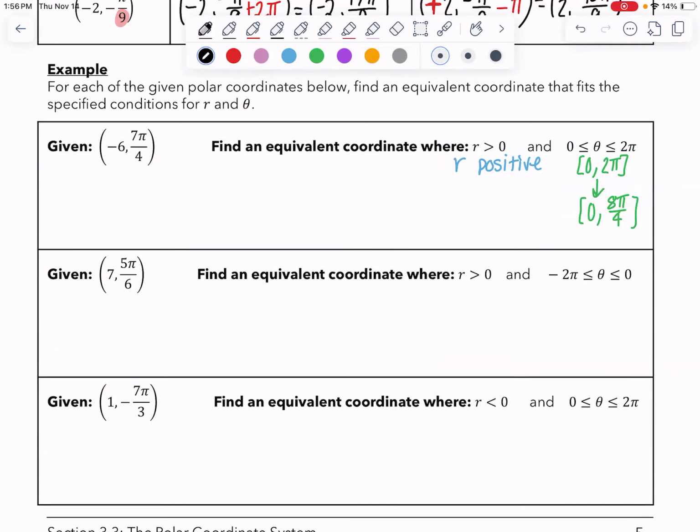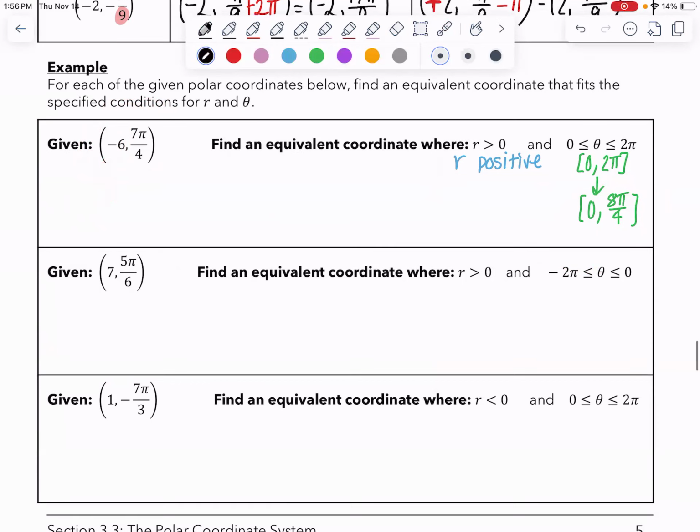So I can't add 2 pi here. That will make me go outside of my range. And if I subtract 2 pi, then I become negative, and that's not within the right angle range. But that's okay, because I'm starting with a negative radius right here, and I need R to be positive. So I'm going to do the one where I change R, and then I'm going to subtract pi. Change R, subtract pi. So instead of R being negative, I'm going to make it positive.